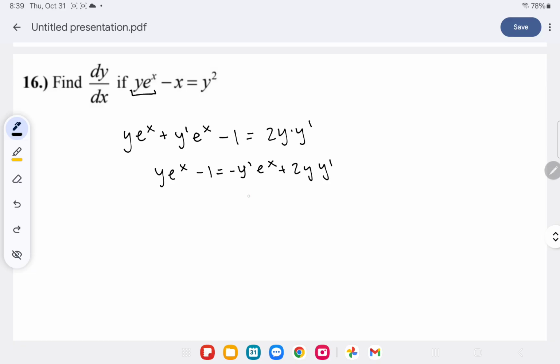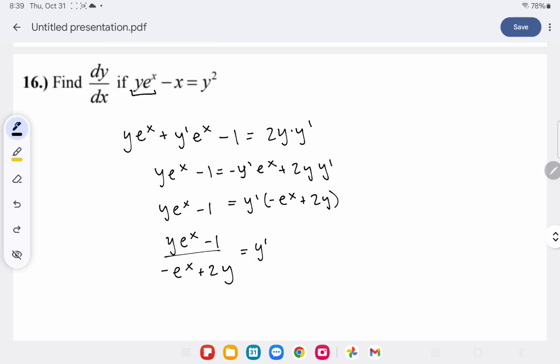I'm going to factor out my y prime. And then I'm going to divide to isolate that y prime. And that's our answer.